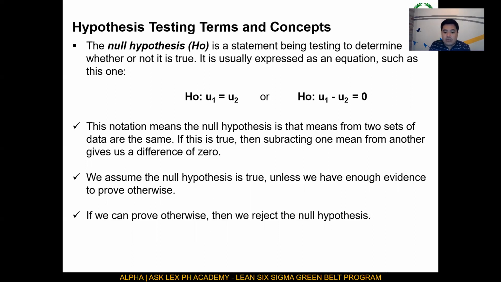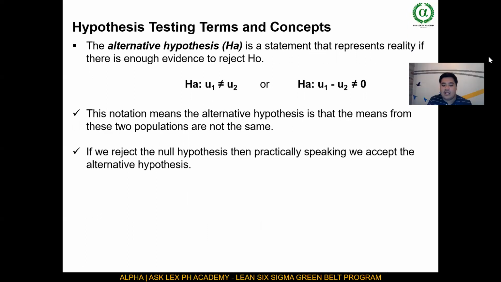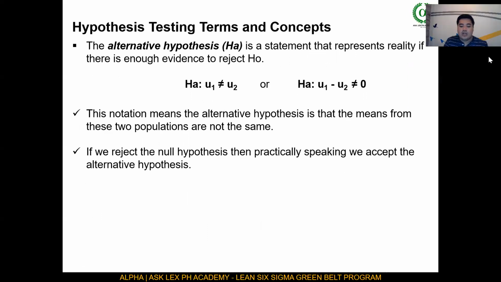Now we're talking about two. The other one is called an alternative hypothesis, given by H sub A. So this is a statement that represents reality if there is not enough evidence to reject H0. Now, given H sub A, mu 1 is not equal to mu 2, or mu 1 minus mu 2 is not equal to 0. So the notation means that for the alternative hypothesis, the means or whatever test statistic that we are using, there is a difference between those two sets of data.